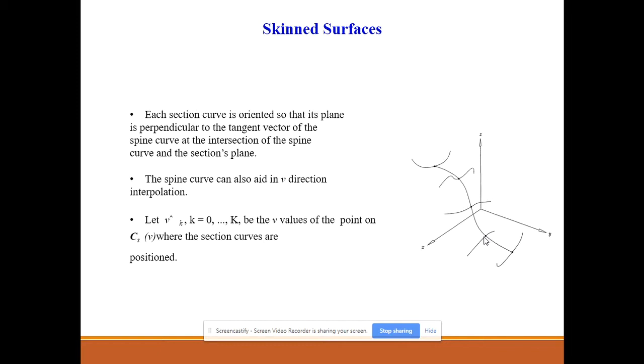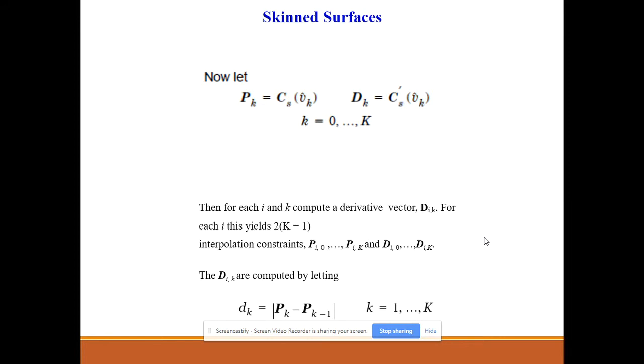The spine curve can also aid in V-direction interpolation, as we saw in the previous slides. So let vk, k ranging from 0 to K, be the v values of the point on Cs(v) where the section curves are positioned. Now taking pk and dk where k ranges from 0 to K, for each i and k we compute a derivative vector dik, and for each i this yields 2 times K plus 1 interpolation constraints, that is pi0 to piK and di0 to diK.